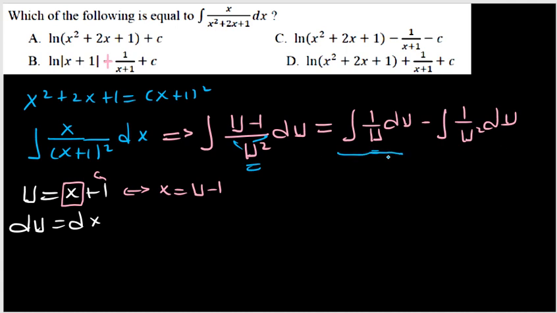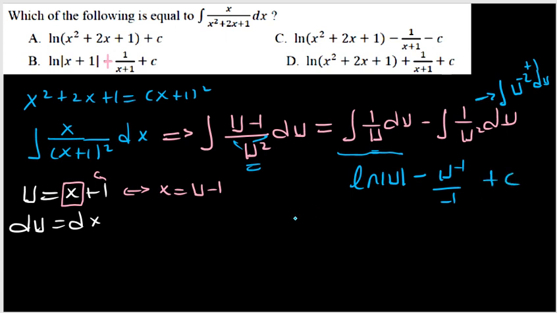And the integral of 1 over u will be ln u minus, and this integral we can write as u to the power of negative 2 du. And then when you add 1, it will be u to the power of negative 1 over negative 1. And this denominator negative 1 will change this sign, so plus c. So finally the answer will be ln of u plus 1 over u plus c.